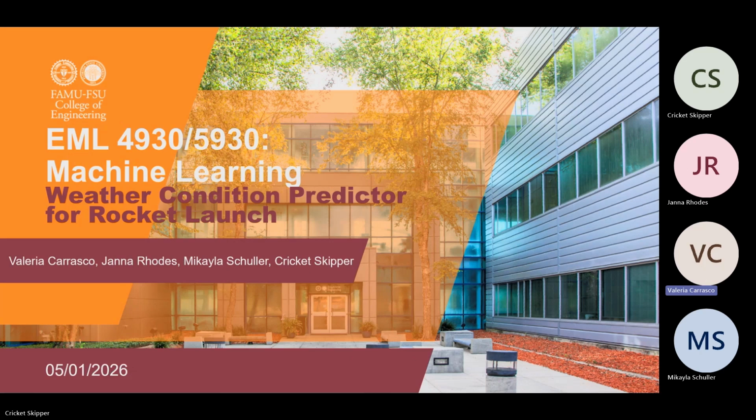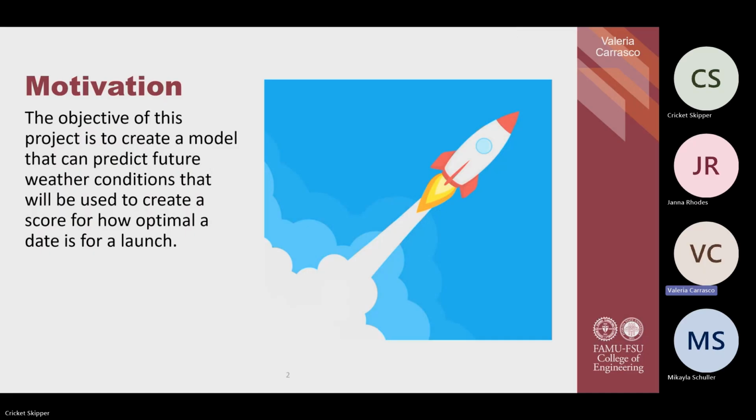This is the presentation for our machine learning project, which is a weather condition predictor for rocket launches. All right, so the purpose for us to create this project is to create a model that can predict future weather conditions and then use these predictions to determine whether a specific day is optimal or not for a launch.